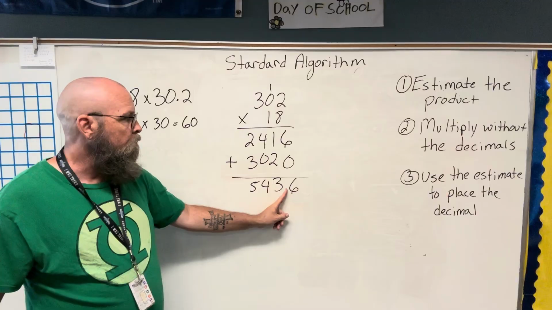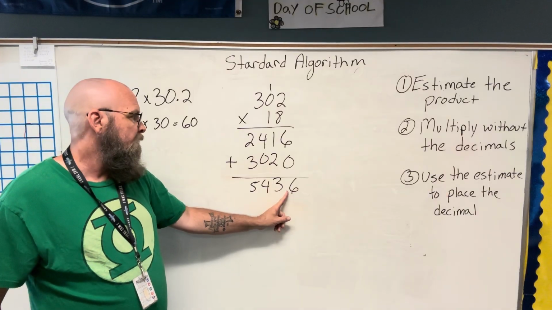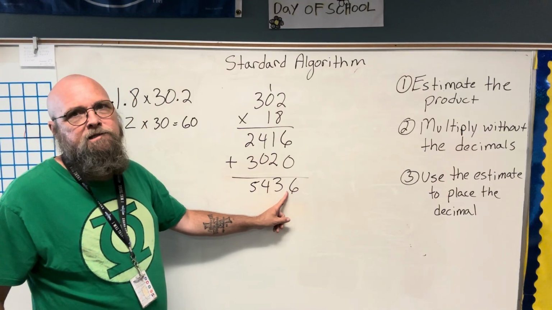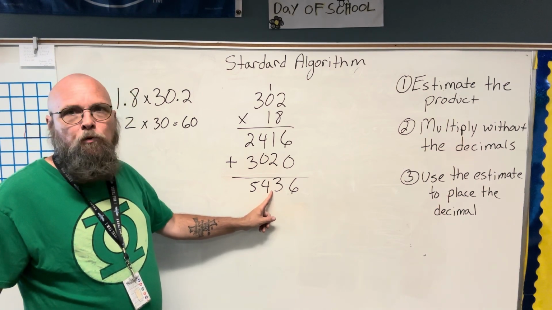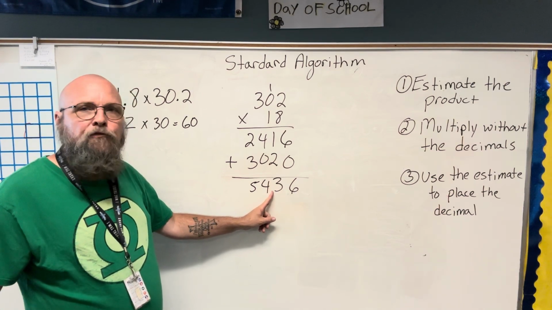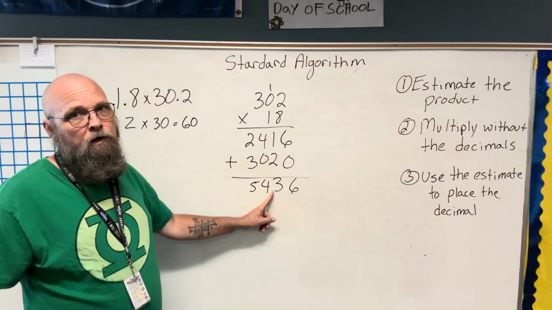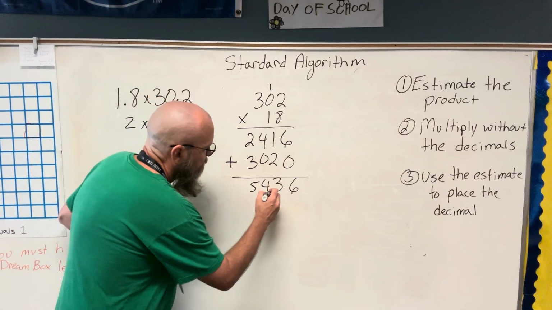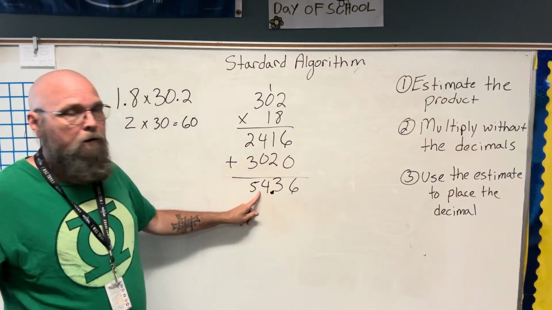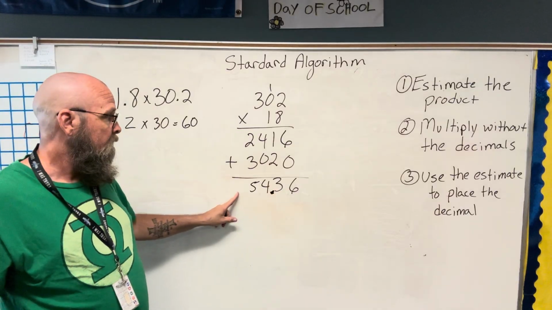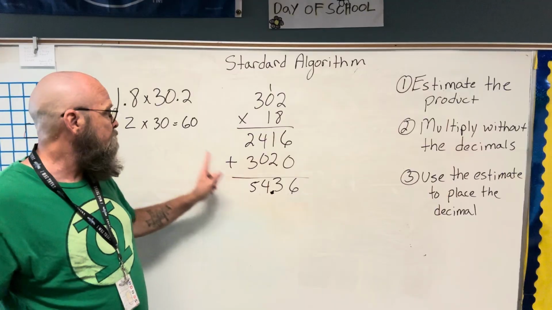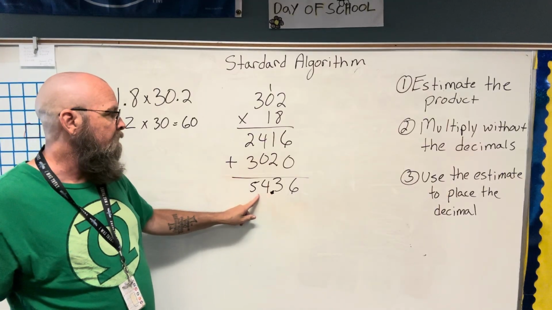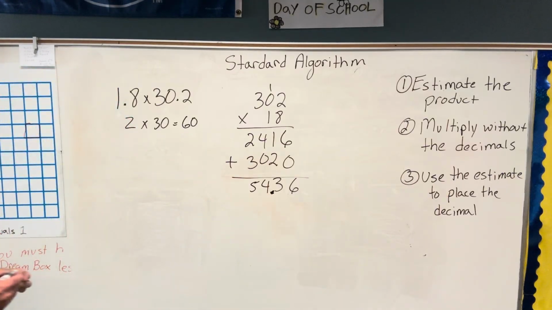If I put my decimal point here, the answer is 543 and 6/10. Not close to my estimate. If I put my decimal point here, it's 54 and 36/100. It's pretty close to 60. If I put it here, it'd be just a little bit more than 5. And if I put it here, it would be less than 1. So the only place that gets close to our estimate is if I make it 54 and 36/100.